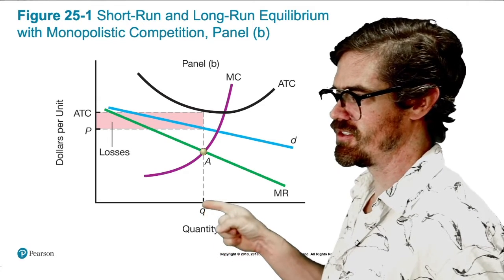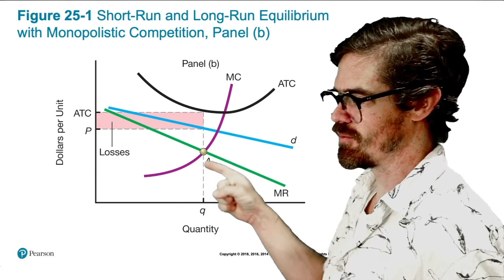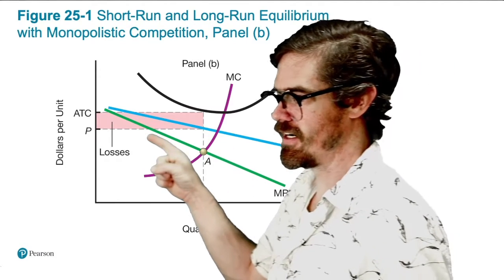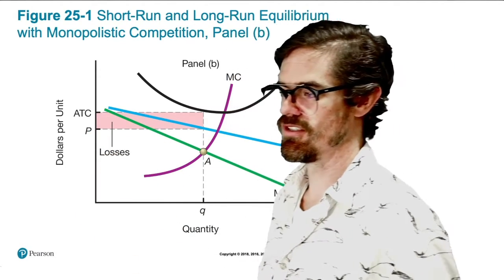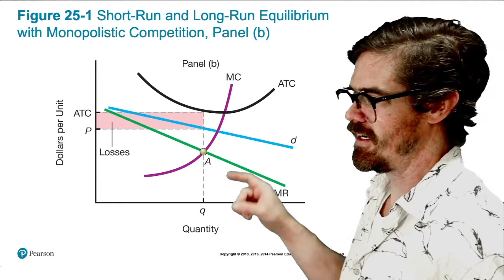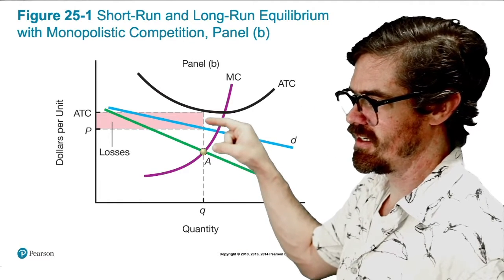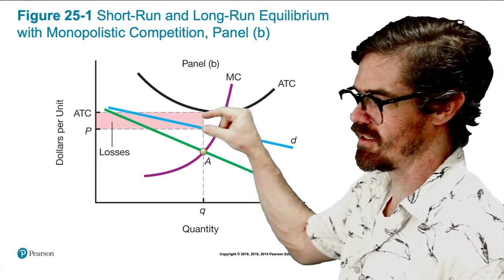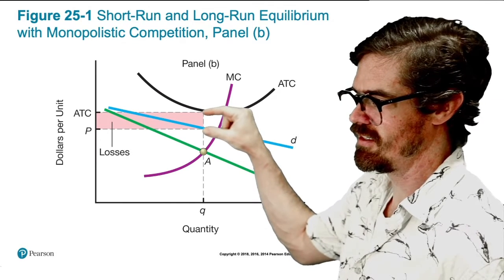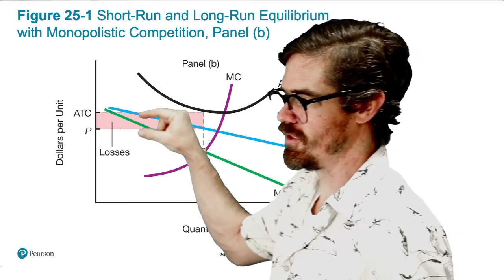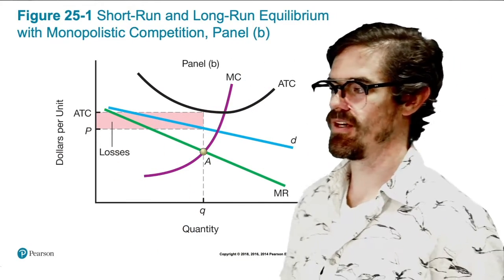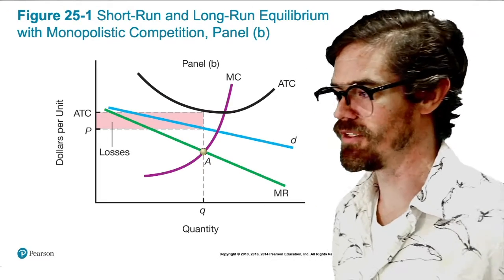So the firm is still producing where marginal revenue equals marginal cost, goes up to the demand curve to figure out the price it needs to charge to sell that quantity. And then in this case, because average total cost is higher than price, the firm is losing this amount per unit. We multiply that loss per unit times the number of units, and that gives us total loss. Okay, so this is basically exactly like monopoly.